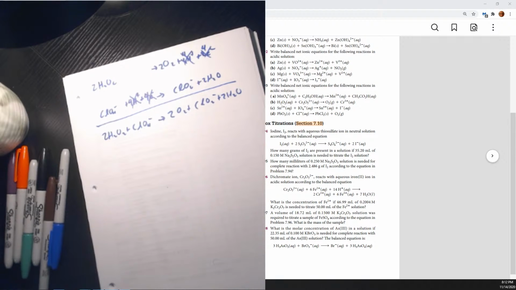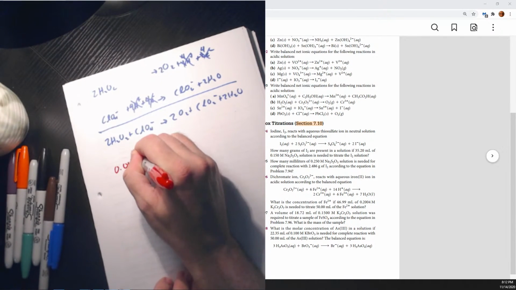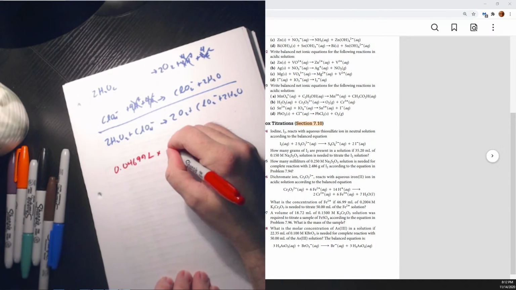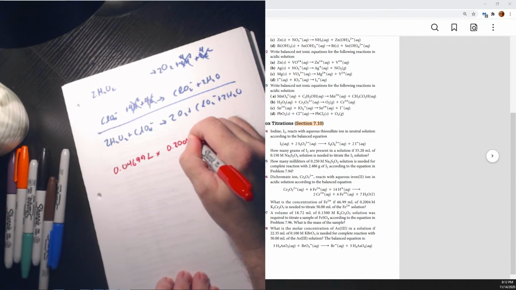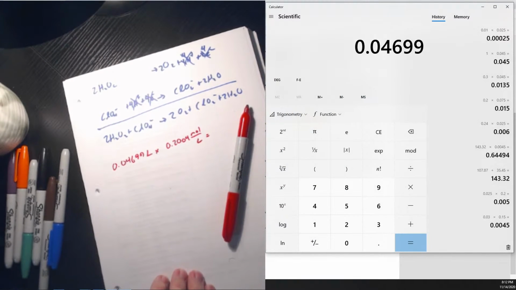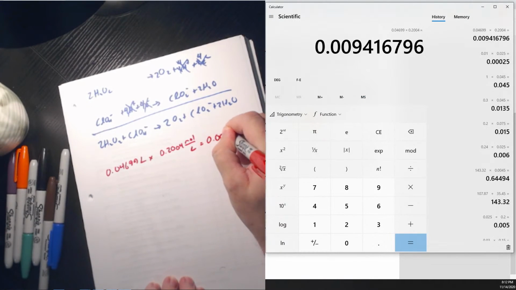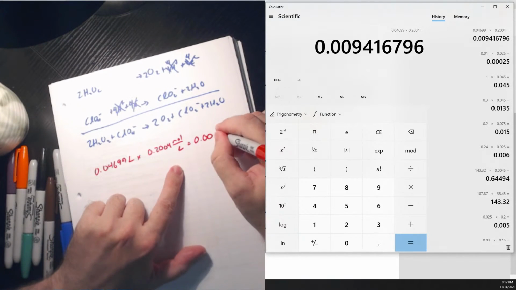Okay, this looks more difficult than it is. This is just a titration reaction, so it's just basic stoichiometry. All right. Okay, so 0.04699 liters times 0.2004 moles per liter. Bring up the calculator. 0.04699 times 0.2004 is 0.009417 moles of our dichromate.